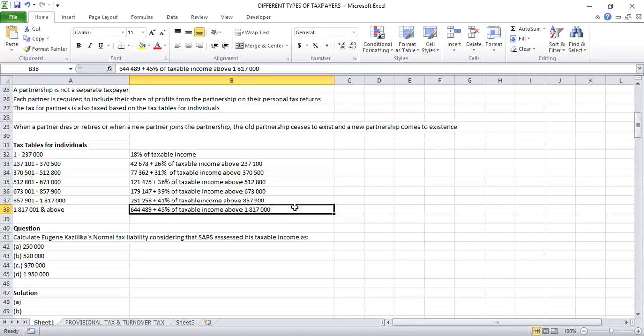Those are the tax tables for individuals. So that means if you're a partnership or a sole trader, you have to declare your tax as such. Mr. Andy.